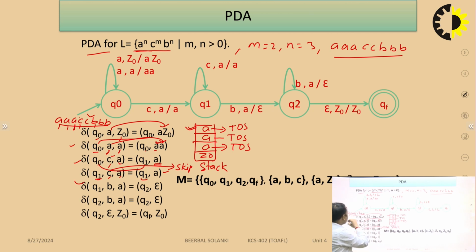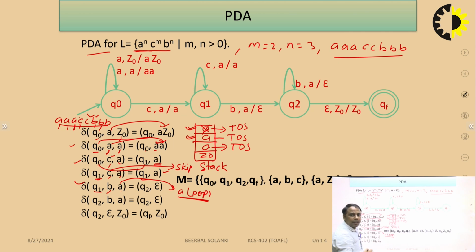Then, if we find the symbol b, what will we do? q1 same state, found another symbol, that is b, in top of stack a. Then b pops the top of stack a. b simply pops symbol a. So the top of stack is here. Then again read b.